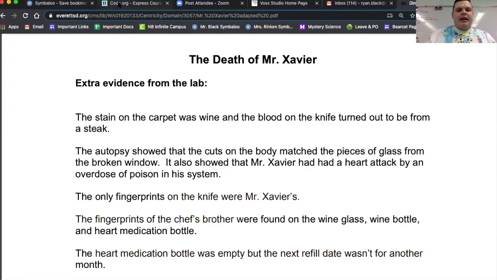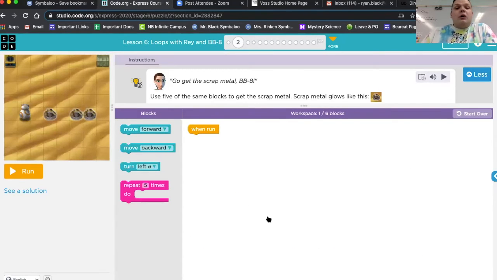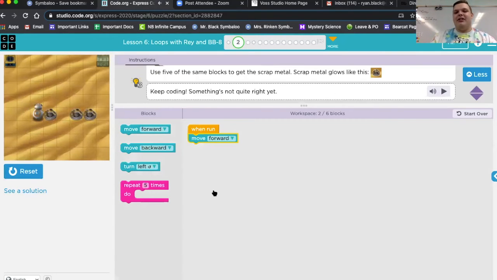But I'm going to share the screen and go back to this, because I have my code.org on here. Okay, so this coding part is called looping. What looping means is to repeat something over and over. That is what a loop is. So for this lesson right here, BB-8 needs to collect all of this trash here. There's 3 pieces of trash. He needs to move forward every time. If I do it just once, he's not going to have enough to go get the trash.